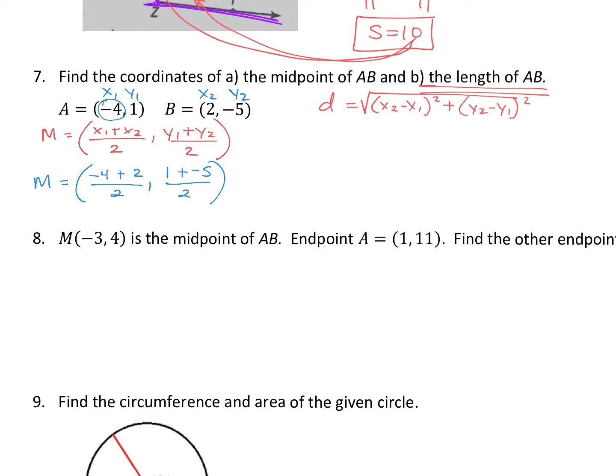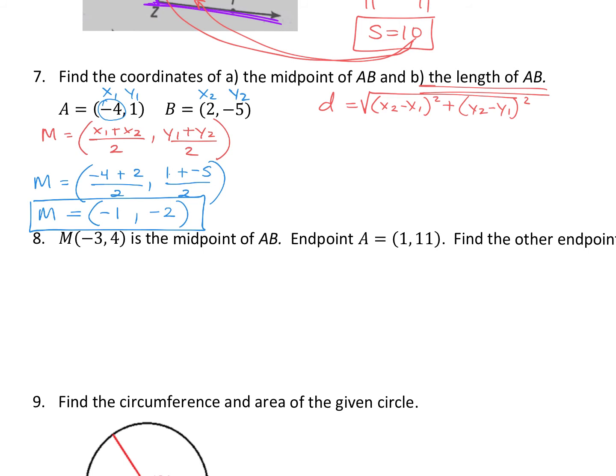by 2. So negative 4 plus 2 is negative 2. Negative 2 divided by 2 is negative 1. And then this is negative 4 divided by 2, which is negative 2. So that will be your midpoint. Okay, remember when it says find the midpoint, you just plug it in. When you have to find the endpoint, that's when you got to do a little more work for it.